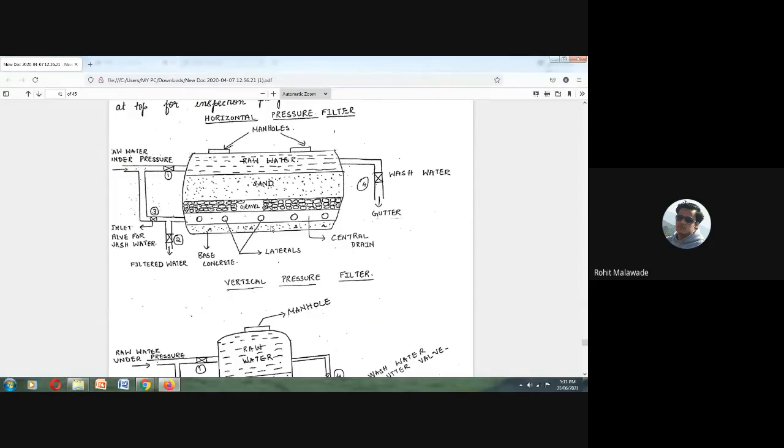Amrut, do you have any idea how we are going to have the back washing of the pressure filter? Sir, remove trapped particles with mechanisms.